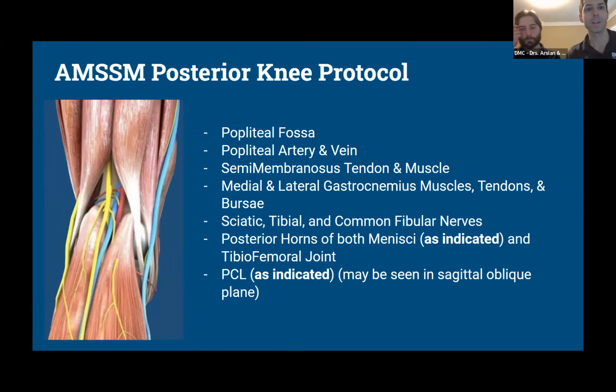Great, thank you, Ryan. So per the AMSSM posterior knee protocol, which we felt was most appropriate for this patient, this is the criteria that we wanted to include. So we started with the popliteal fossa and tried to evaluate the popliteal arteries and veins, looked at the semimembranosus tendons and muscles, an evaluation of the medial and lateral gastrocnemius muscles, tendons and bursae visible, the sciatic, tibial, and common fibular nerves, the posterior horns of both menisci as indicated, and the tibiofemoral joints, and the PCL as indicated.